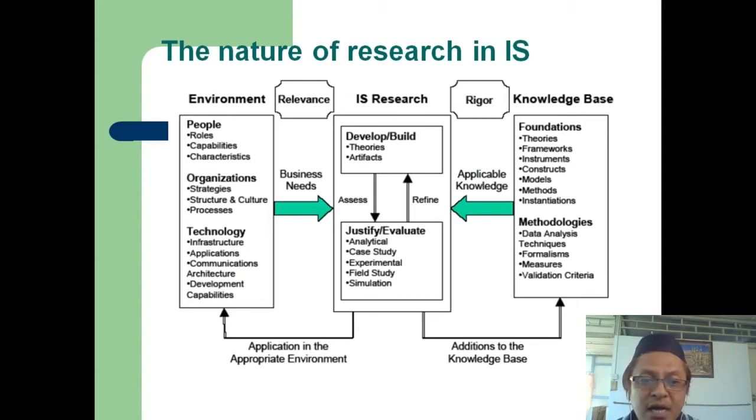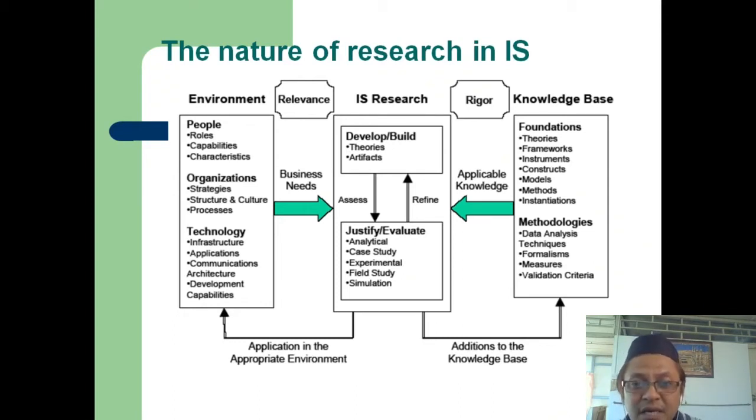As you can see, in the discipline of information system, the focus can be on the technology part, which looks into infrastructure, application, communication, development, and it can also look into the people, where you look into their role, their capabilities, and also their characteristics, okay? And the study of information system can also focus on theory development and also system development.